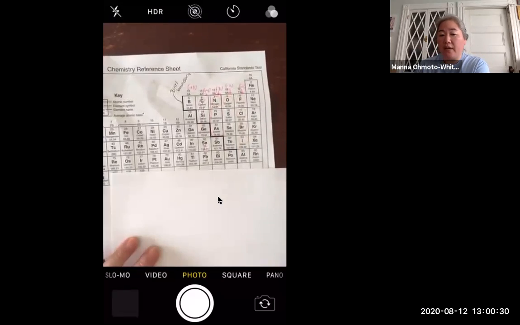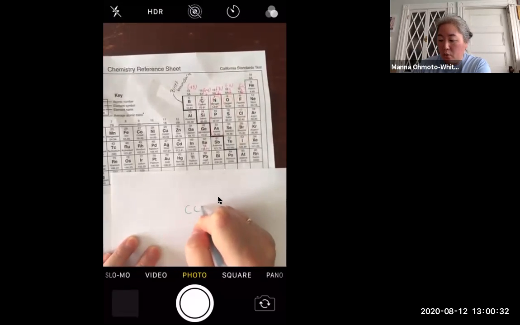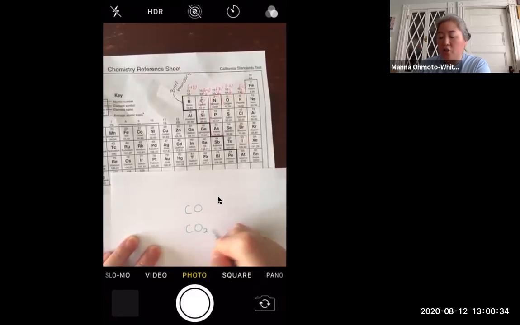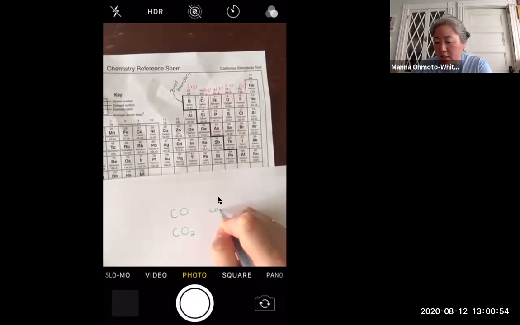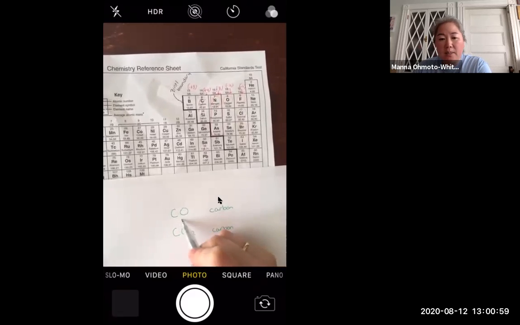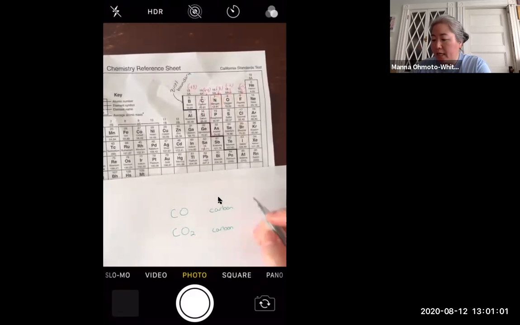For example, if I have CO and CO2, oxygen and carbon are able to combine both as a 1-to-1 ratio and a 1-to-2 ratio. You already know the names of these compounds, but I will show you the structure behind it. These are binary compounds, so I'm still going to name the first element just as is, carbon. And the second element, minus the last syllable, add -ide, so this would be oxide.